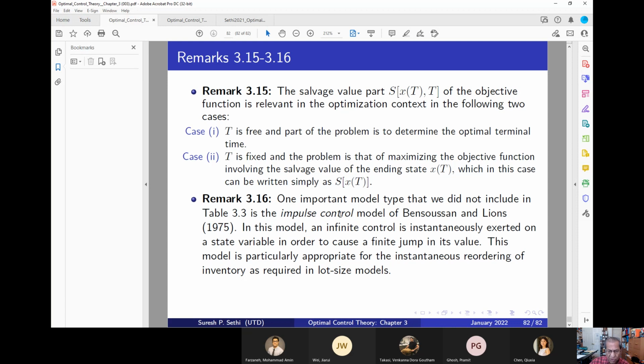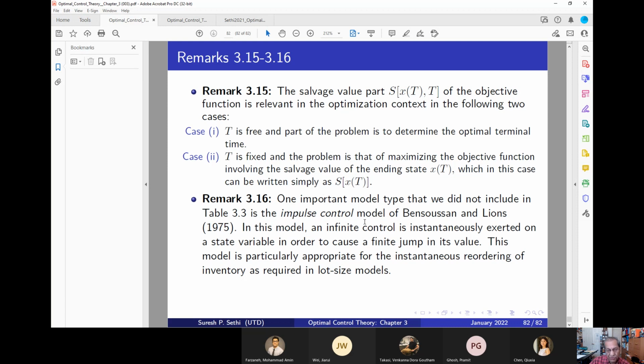There's something called impulse control, which is basically a theory that was developed by our man Bensoussan and his advisor Lions in 1975. Impulse control means that you have infinite control instantaneously, and that's called impulse control, and we don't cover impulse control. There are examples where we have infinite control at one instant, but we can handle that basically using a limiting procedure with the standard control theory problems.